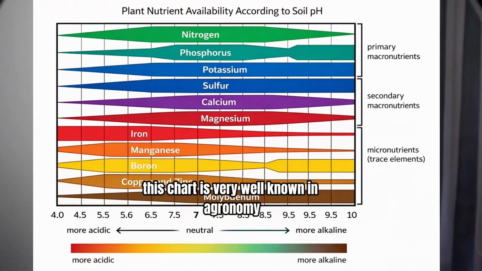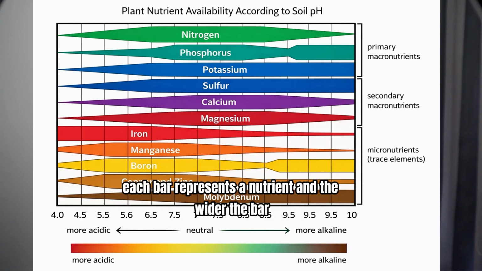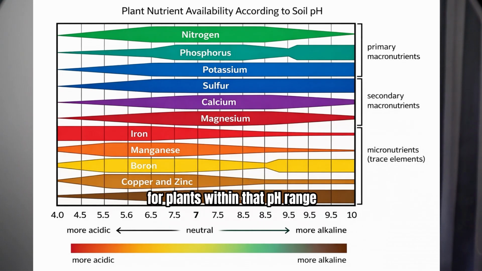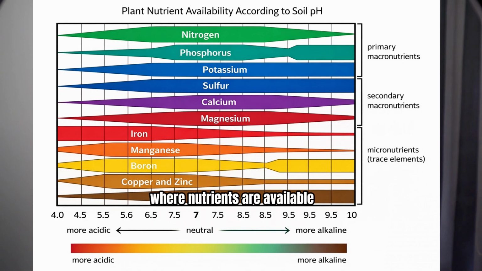This chart is very well known in agronomy. It has appeared in books, courses, and presentations for decades. So, what is this chart trying to show? The idea behind the graph is simple. The horizontal axis represents soil pH from acidic to alkaline. Each bar represents a nutrient, and the wider the bar, the more available that nutrient is supposed to be for plants within that pH range. Basically, this graph suggests that there are pH ranges where nutrients are available and other ranges where they are not.